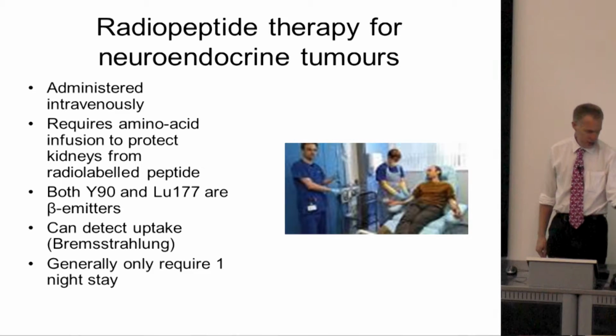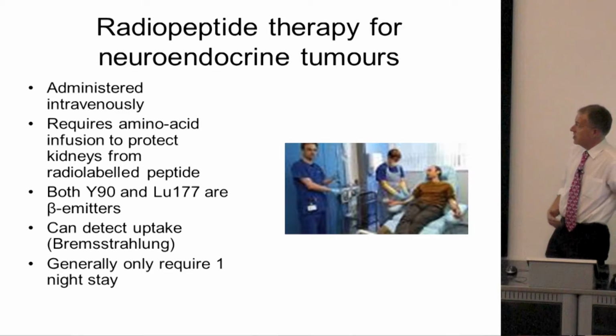Just in terms of the practicalities, the treatment is given intravenously. Because this is a peptide, the somatostatin analogue, it can get stuck in the kidneys, and if you've got peptide labelled with radiation stuck in the kidneys, you could deliver quite a high dose of radiation to the kidneys, and that could actually damage the renal function. So to protect the kidneys, we have to give an infusion of amino acids before the treatment. And again, it's similar to the iodine for the thyroid: the amino acids basically flood the kidneys and stop the actual DOTATATE therapy sticking in the kidneys and causing damage.